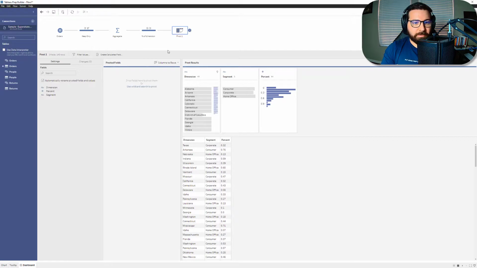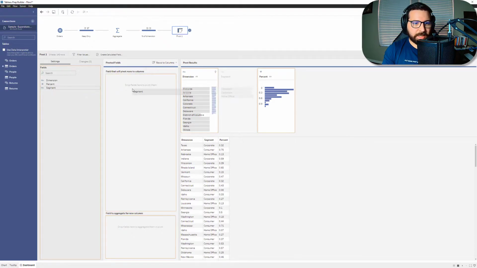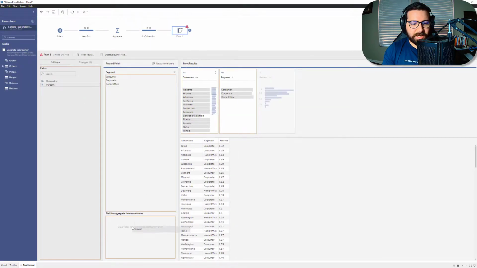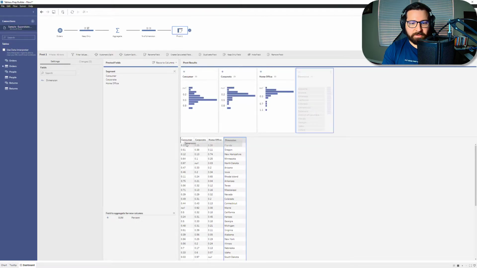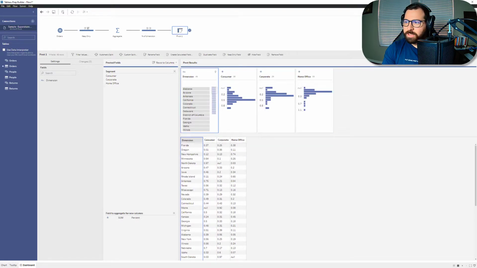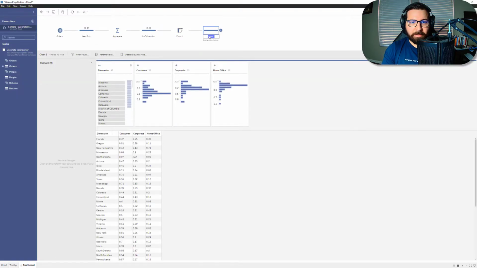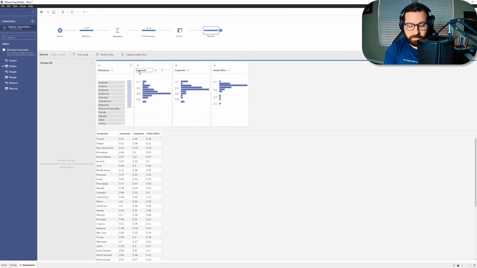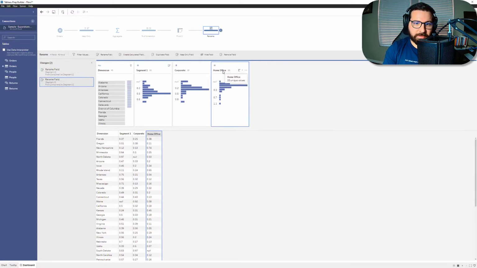And so now I'm going to add a pivot step. So for the pivot step, what we're going to do is pivot each segment into its own column. And so I'm going to change this to rows to columns, drag segment here, and percent down here. And so now each of those becomes its own column, which is exactly what I want. So now what I'll do here is add a clean step and rename my fields. This one becomes segment 1. This one becomes segment 2. This one becomes segment 3.